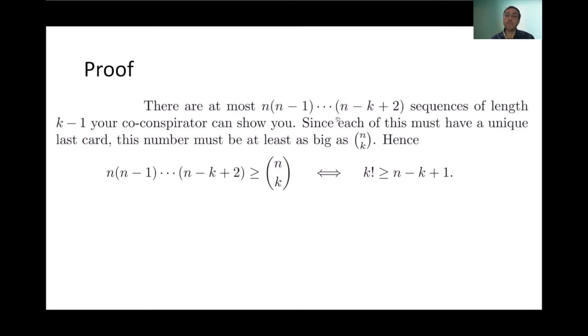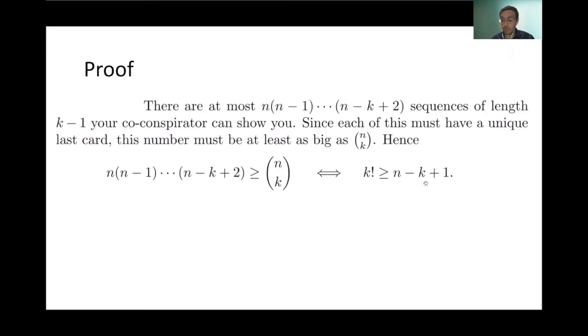Because person A is able to figure out the K cards, the number of possible sequences that are shown to him, which is n times n minus one down to n minus K plus two, should be at least larger than the number of ways that K cards can be chosen. This implies that K factorial is larger than n minus K plus one. So n is at most K factorial plus K minus one.